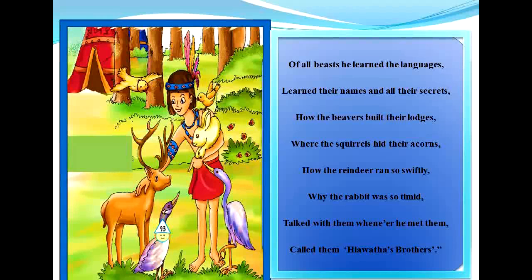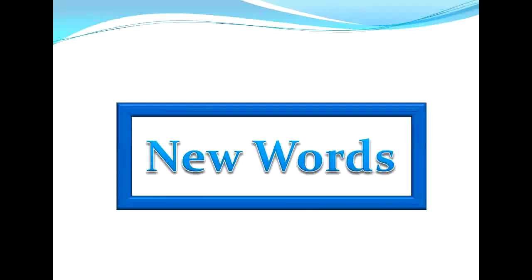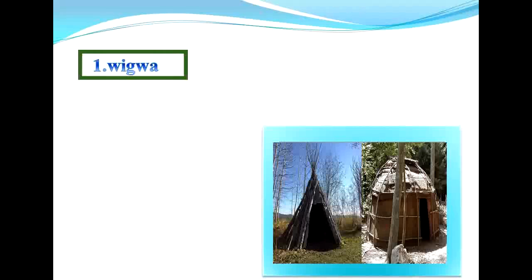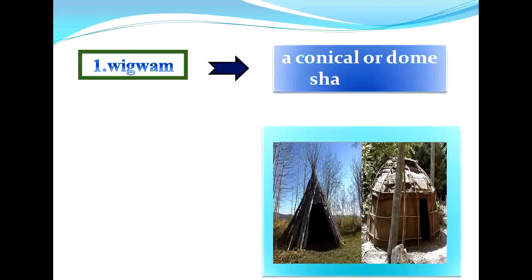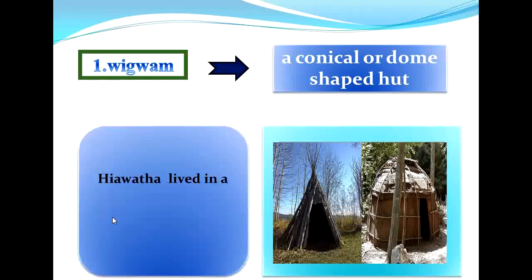Now, children, it's time for us to discuss the new words and their meanings. The first new word included in this lesson is wigwam. As you have learned earlier, a wigwam is a conical or dome-shaped hut. These are huts built by the tribes of North America. These huts are built by fastening or tying up animal skin and tree bark on a wooden frame. Using this word, I have framed the sentence, Hiawatha lived in a wigwam with his grandmother.